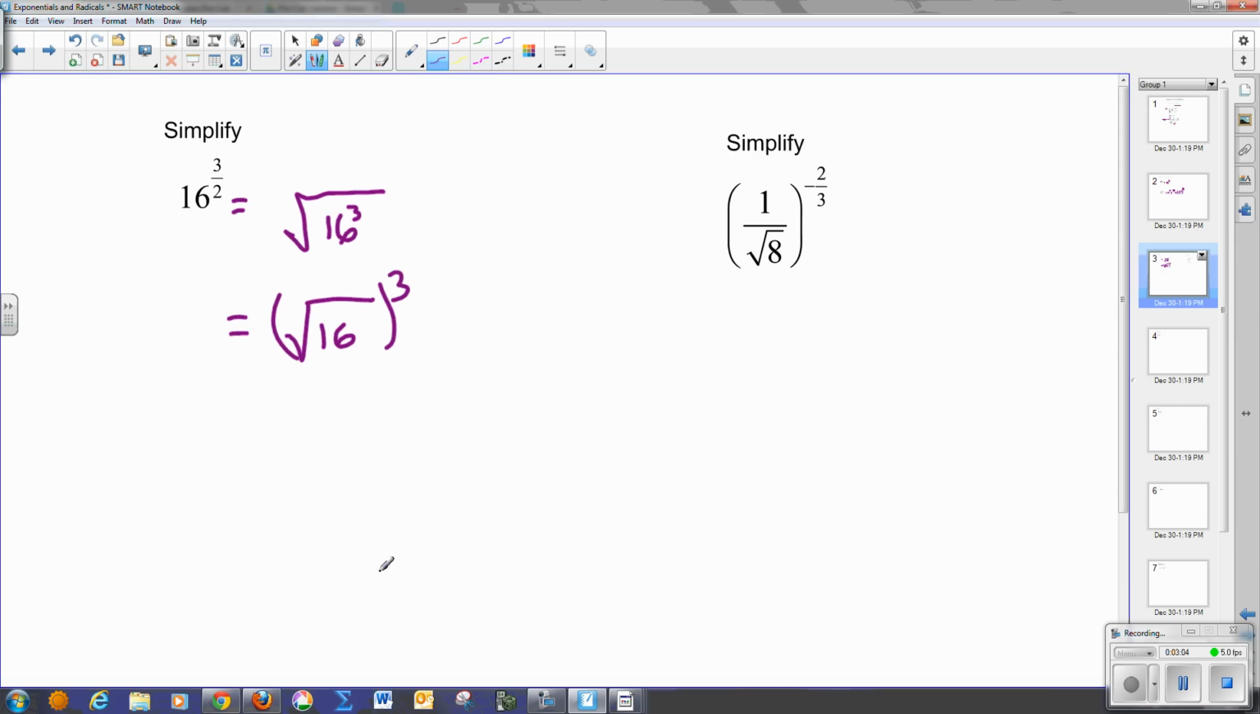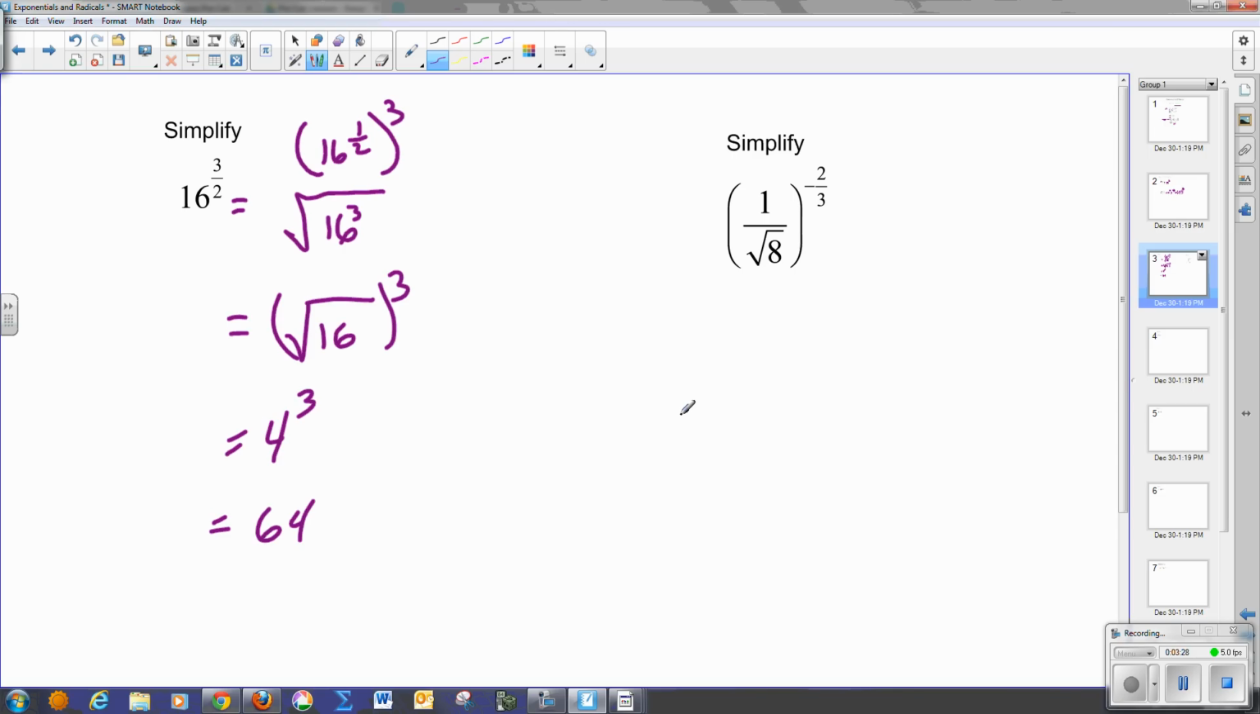cubed this way. Because once again, this is just, I could say 16 to the 1/2 cubed. And 16 to the 1/2 is just square root of 16. So that's why I get to do that. Square root of 16 is 4. Cube that, and I get 64.